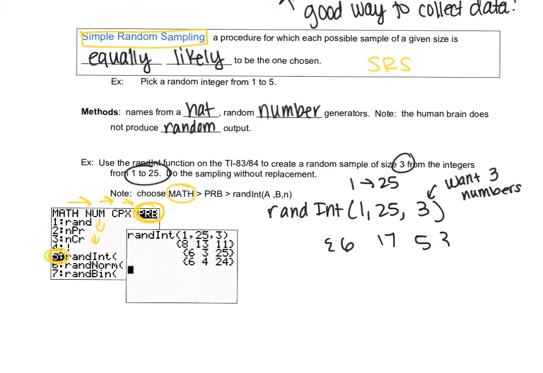I will display the calculator next time. I just need to get the app set up on my iPad. But if you hit enter again, you'll notice you get different numbers. Last time I got 6, 17, 5, and this time I'm getting 11, 25, 5. These are 3 random numbers. So you should see this on yours.